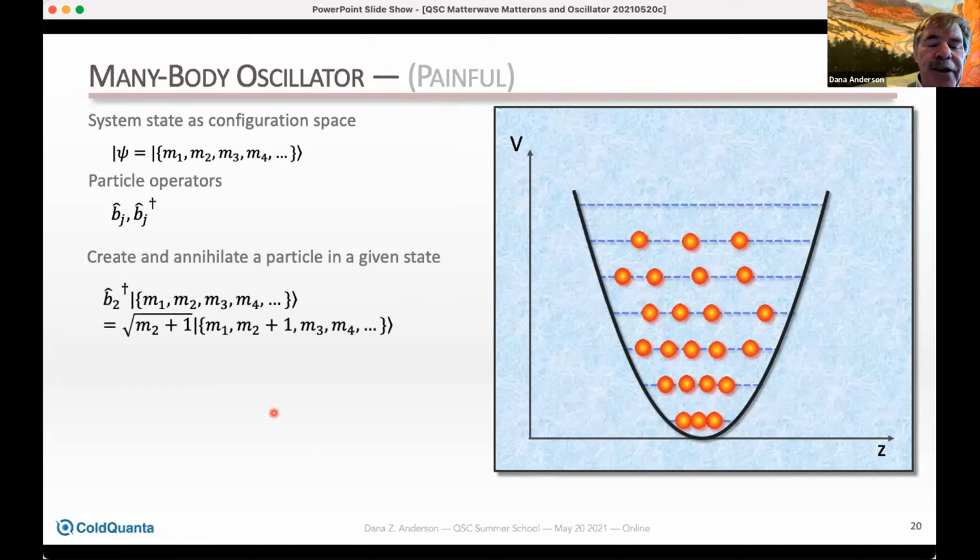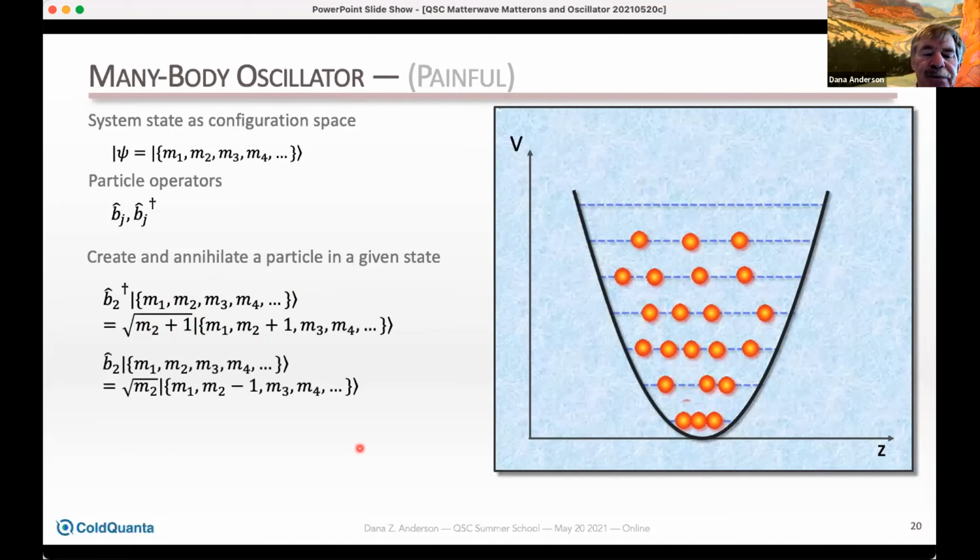So I use an annihilation operator or a creation operator to move a particle into a given state. In this case, I'm going to increase the number of particles in the second state by 1. And so you'll notice that in this second ket down below, I have 1 extra particle now in the second level. There's nothing so far about particle conservation. If I want to conserve particles, I have to have as many annihilation as creation operators. So I can also destroy a particle, annihilate a particle, and so on.